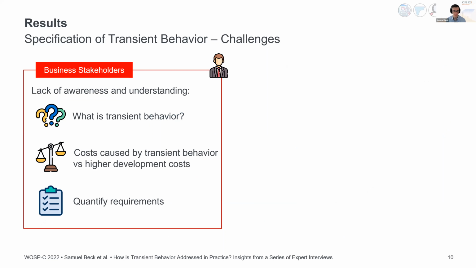It's often not easy for them to understand the trade-off between the costs caused by unspecified transient behavior and higher development costs that would be involved with specifying it and improving the system. And also it is difficult for them to quantify the requirements that they have. And some interviewees stated that often that is something that they have to do actually.